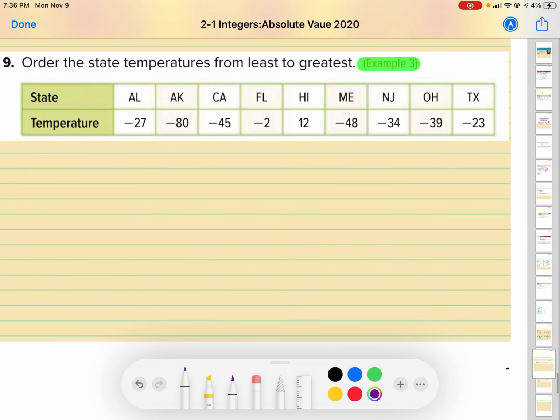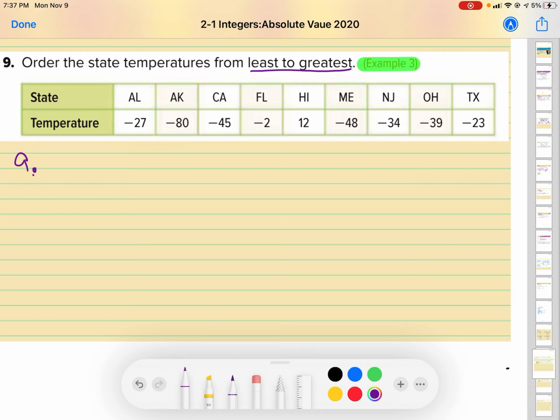Okay, for number 9. Do I dare put my hand on this? No. Number 9. It says, order the state temperatures from least to greatest. Ooh, I hope you read that carefully and did least to greatest. This is where a lot of people make a mistake, and I know in our notes we did greatest to least. So if you need to pause the video and redo this, go right ahead.